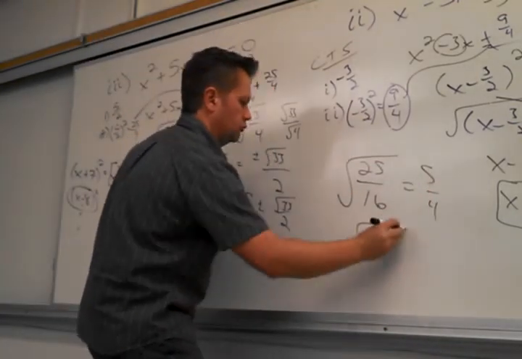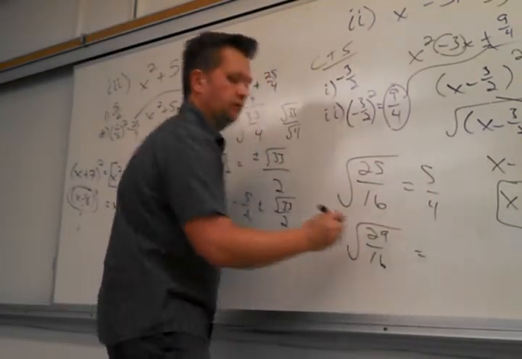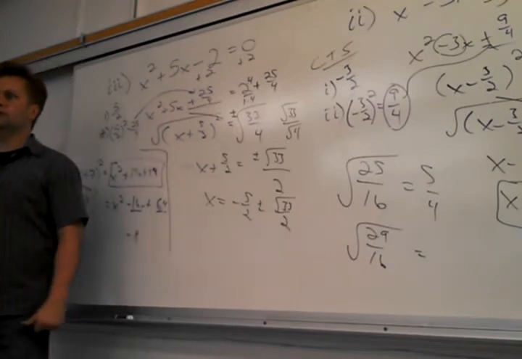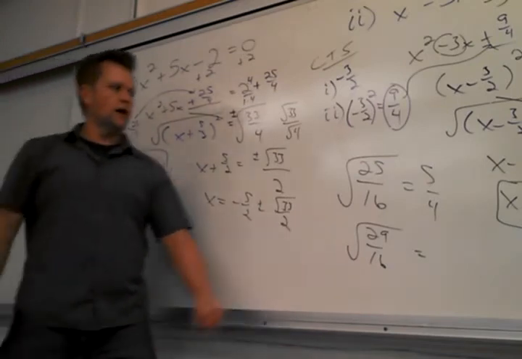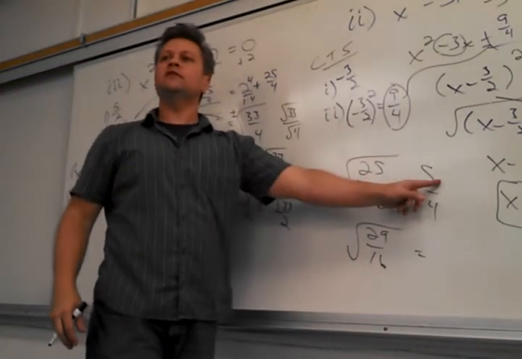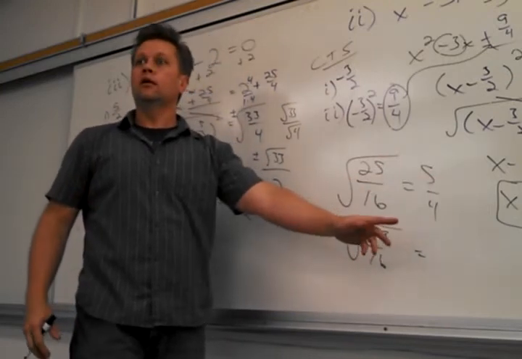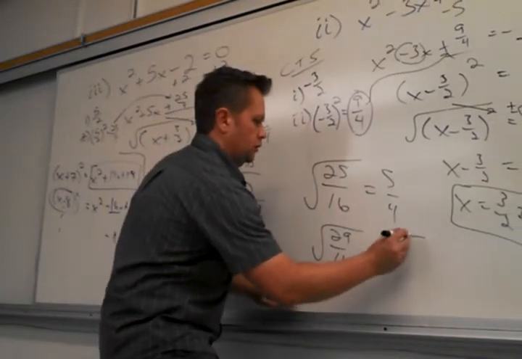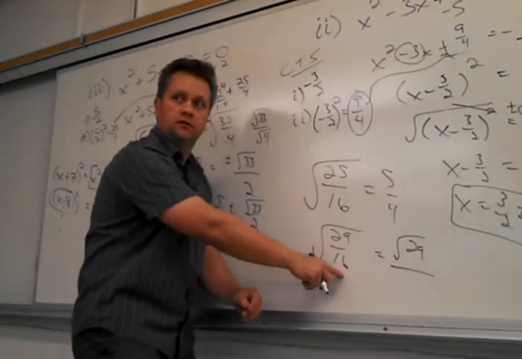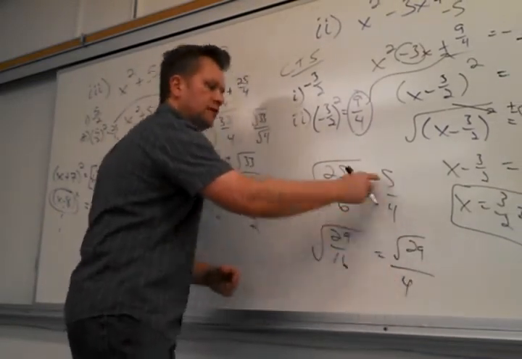Now watch. If I had the square root of 29 over 16, what's that? 29 over 4? Careful. No. Why is that 5? Because the square root of 25 is 5. So what comes on top? The square root of 29. What's the square root of 29? I don't know, so we'll call it the square root of 29. And what's the square root of 16? 4. Do you see how those are the same exact idea?